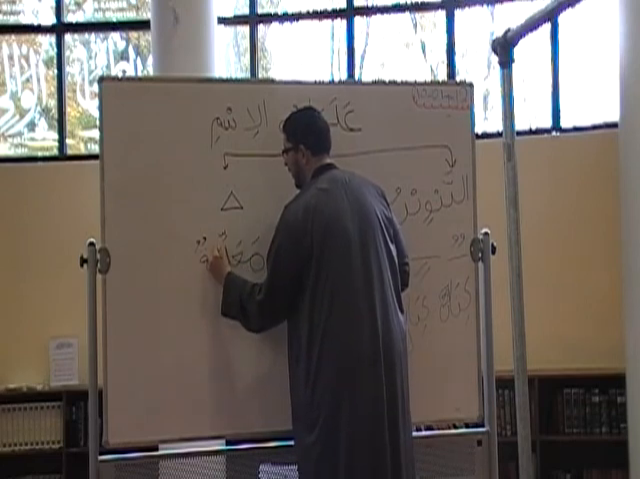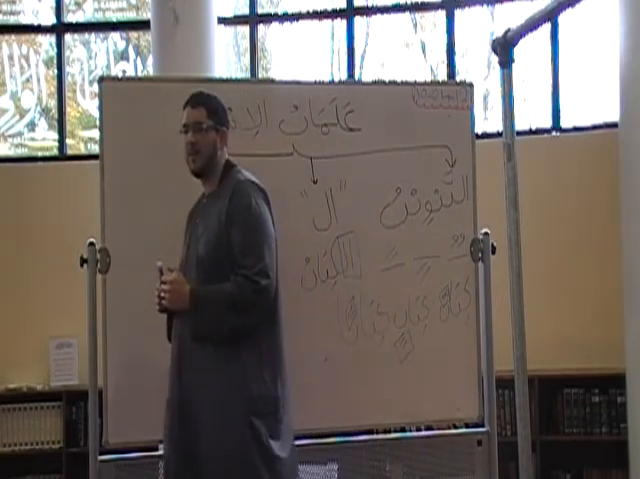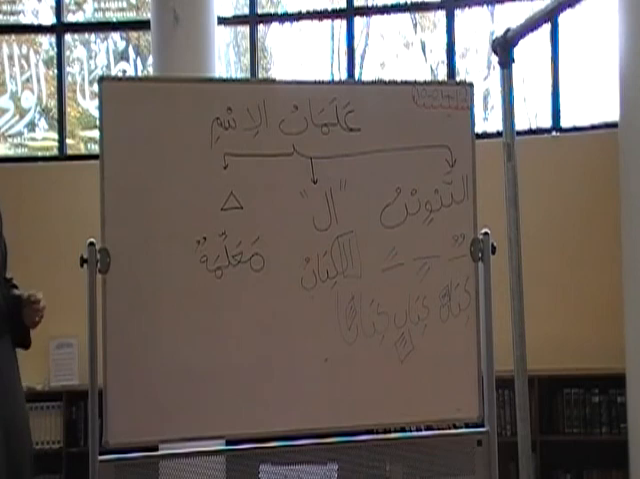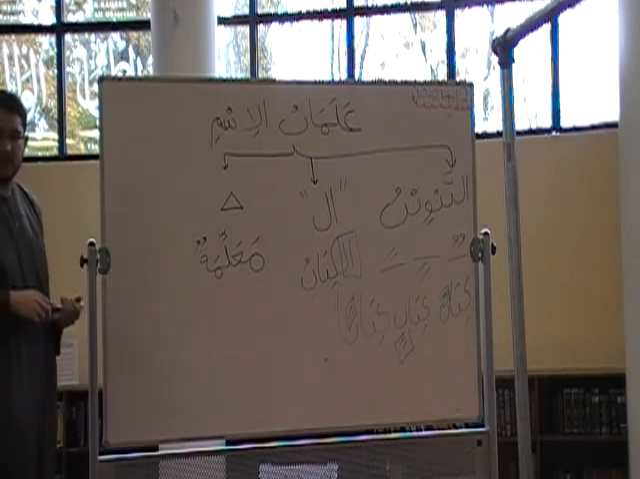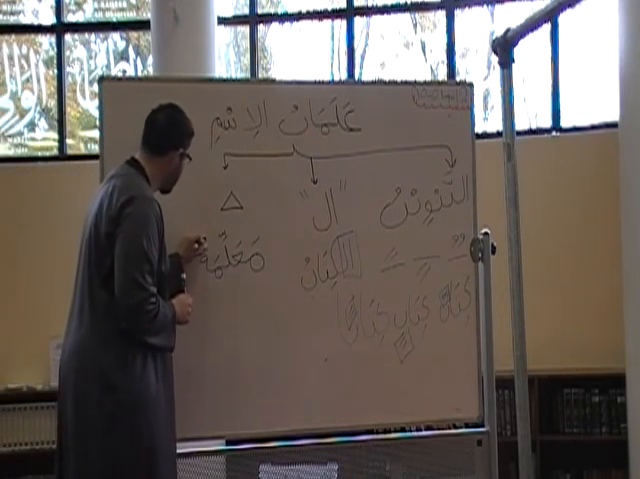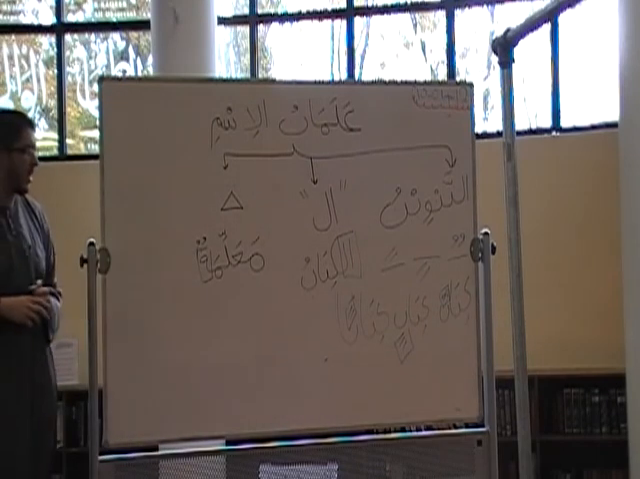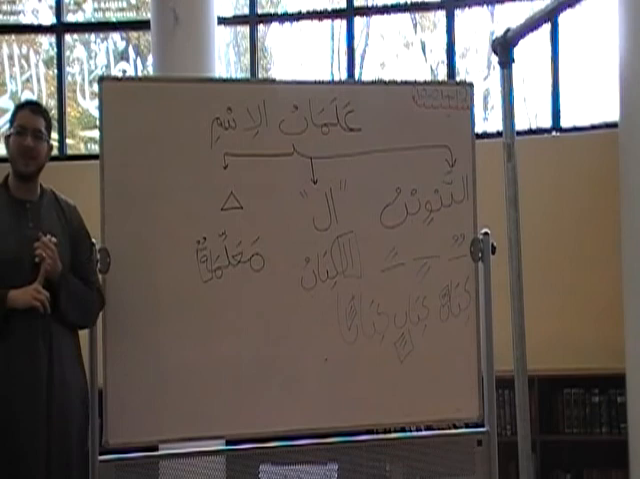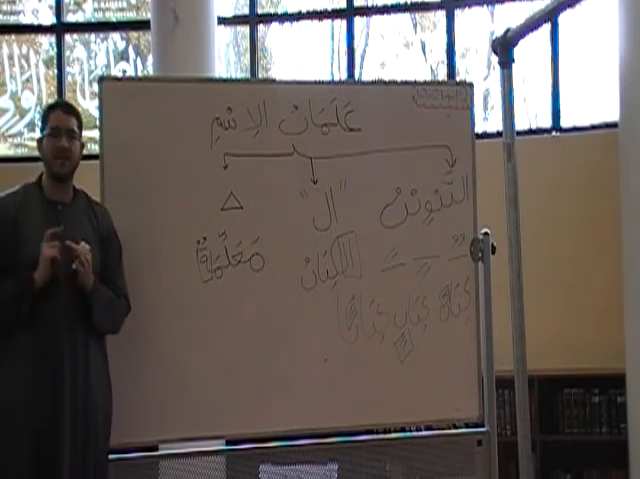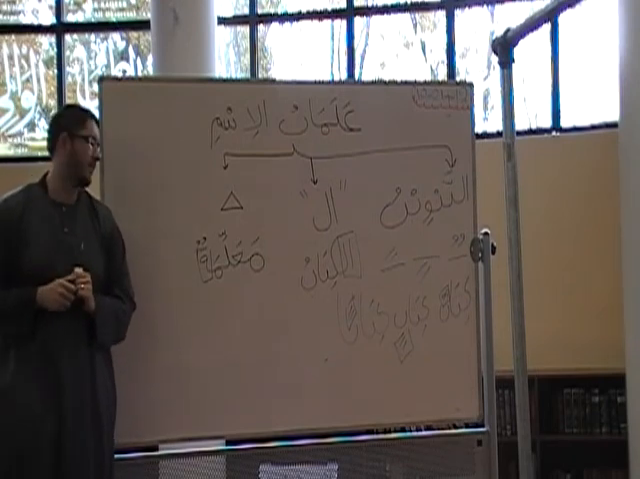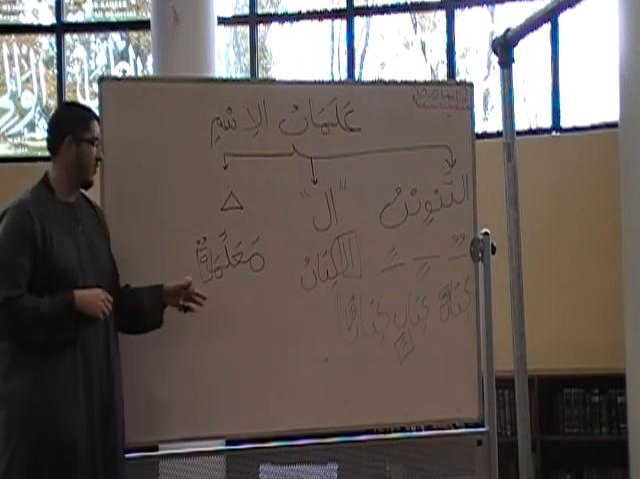Mu'allima. What is mu'allima? Does anyone know what mu'allima means? Teacher. But more specifically, female teacher. So the ta marbuta here is a sign of ism, but it's more specifically a sign of a feminine ism. So mu'allima is a female teacher.